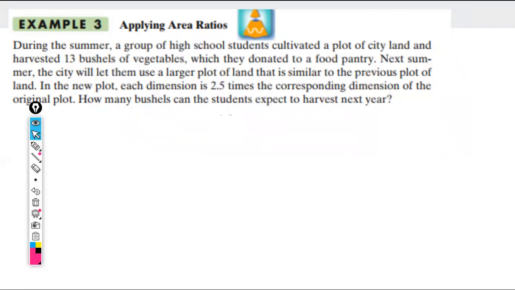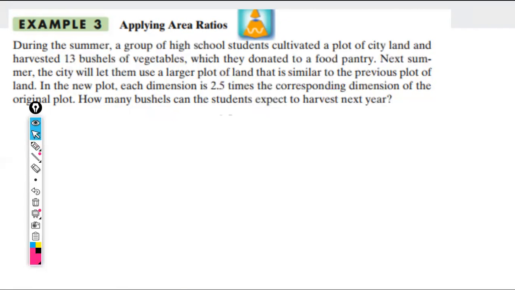So during the summer, a group of high school students cultivated a plot of city land and harvested 13 bushels of vegetables, which they donated to a food pantry. Next summer, the city will let them use a larger plot of land that is similar to the previous plot.